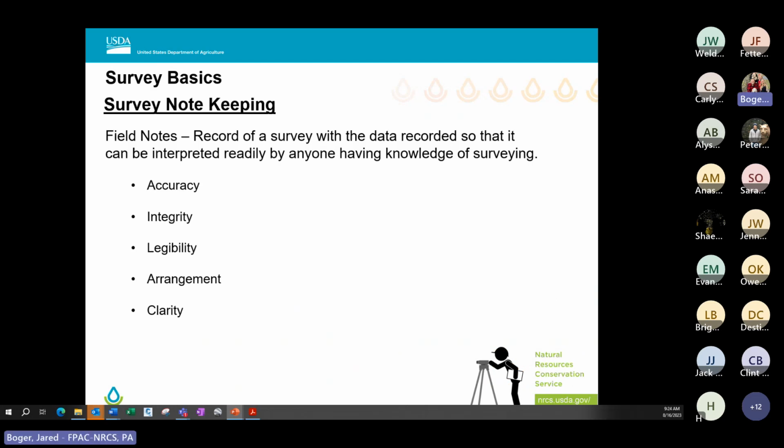Field notes. We want to make sure that when we're recording these survey data, we're accurate. We have some kind of integrity. The legibility: we want to make sure that if somebody goes down the road and sees these survey notes, they can read it and understand it. Arrangement, and also make it nice and have clarity.